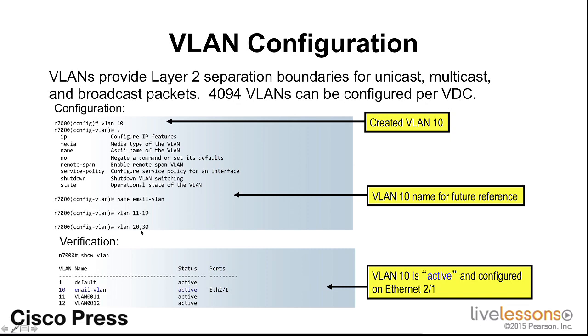So to verify that your VLAN was created, the command is show VLAN, and you can see here that we've created VLAN 10. Its name is email VLAN. It's active, and here's a port that's active on that particular VLAN.